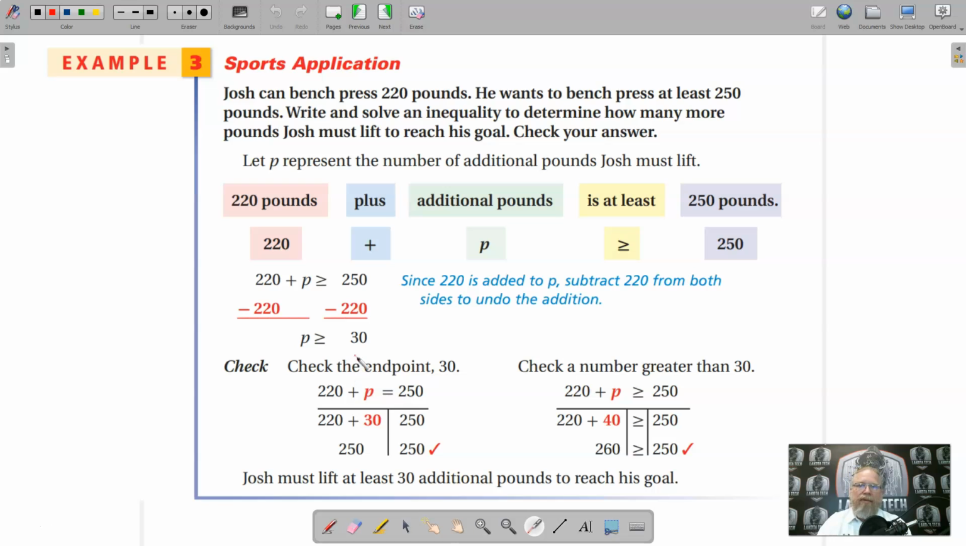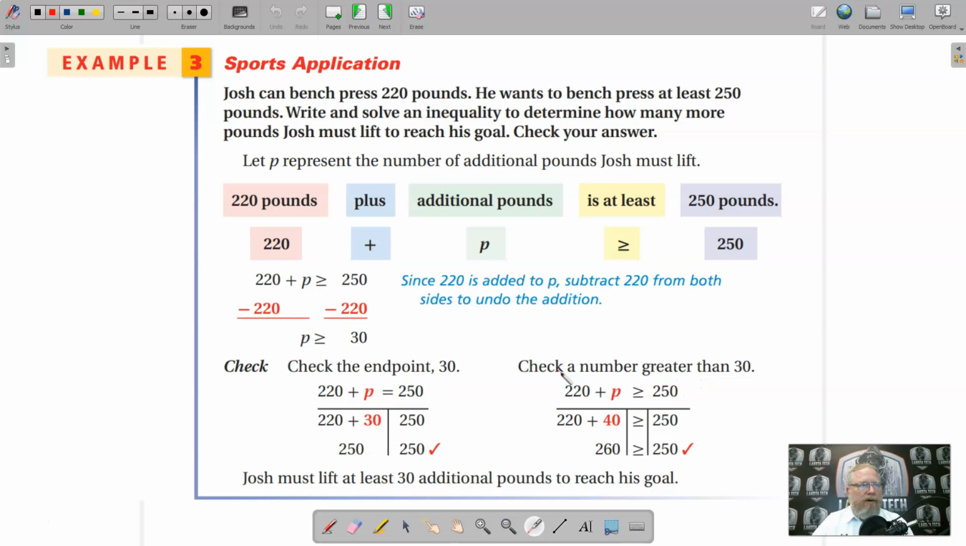So let's check our endpoint. We're going to use a related equation. Same thing we have here, only instead of an inequality, we're going to use an equal sign. So 220 plus P equals 250. Let's substitute the endpoint of 30. 220 plus 30 is 250. 250 equals 250, so our endpoint of 30 is indeed correct.